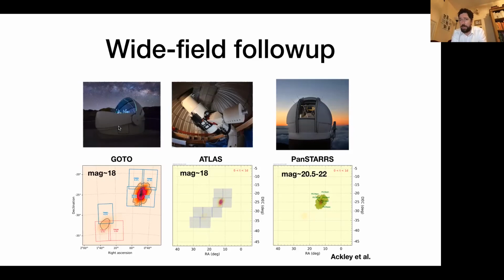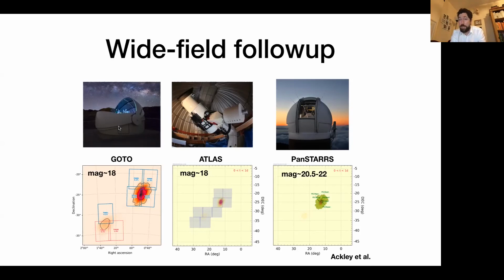Actually, it might be of interest, especially to this audience, that the telescopes themselves used for hunting for gravitational wave counterparts are often not particularly big. You need to go down to maybe about 20th magnitude, 19th magnitude, which is quite doable on a small, you know, 0.4 meter telescope.